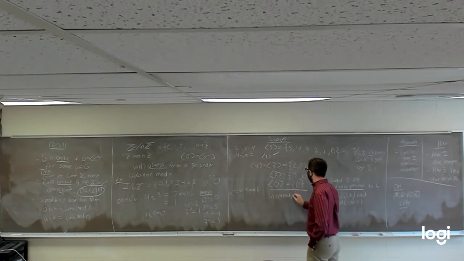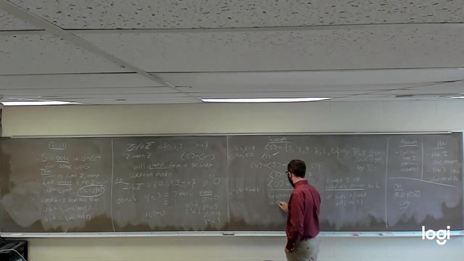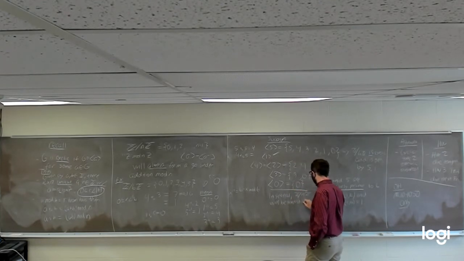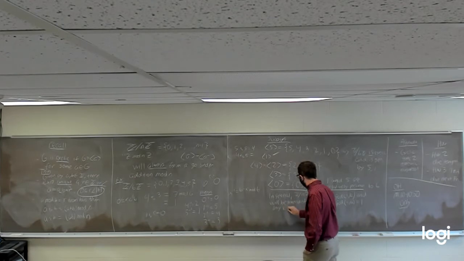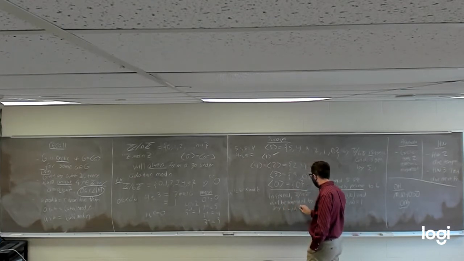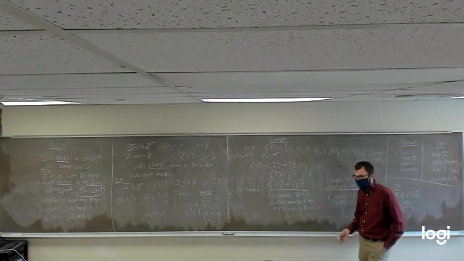In general, Z mod nZ will be generated by any k with GCD of k and n equal to 1. Any value k that is relatively prime to n.